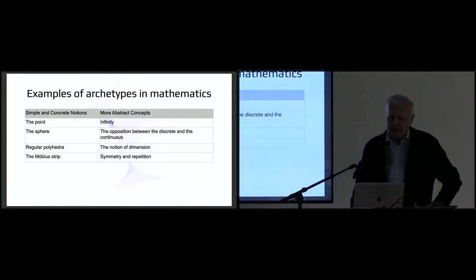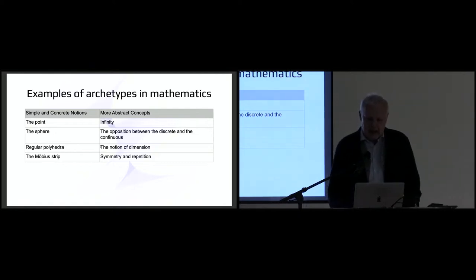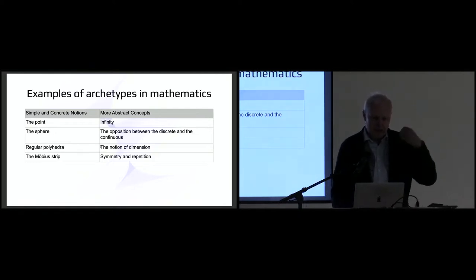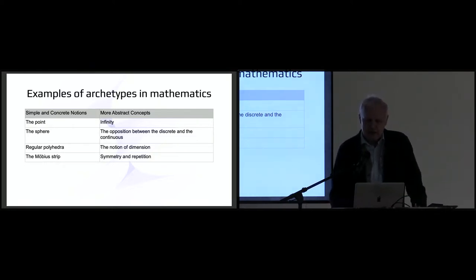Just a few examples that I had in mind about archetypes in mathematics would be very simple objects like the point, the sphere, regular polyhedra, the Möbius strip, for instance, etc. More abstract concepts would be infinity, the opposition between discrete and continuous. There in philosophy you have the Zeno paradox, notions such as dimension, symmetry, and repetition.